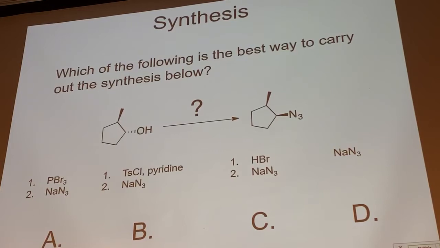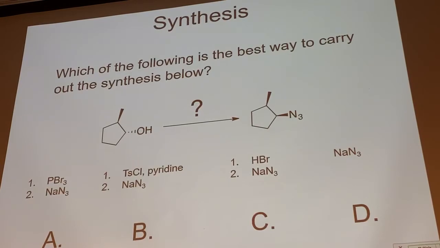So these two iClicker questions show you why tosylates are useful. If we had this alcohol as our starting material and we wanted the trans product, we could use the tosylate. We could get 100% of the trans product. If we wanted the other product, we could use PBr3 or thionyl chloride, and we could get 100% of that product, right? So by choosing the right method of converting our alcohol into a leaving group, either with 100% retention of the stereochemistry or 100% inversion of the stereochemistry, we can get the stereoisomer that we want, okay? So that's why it's useful.